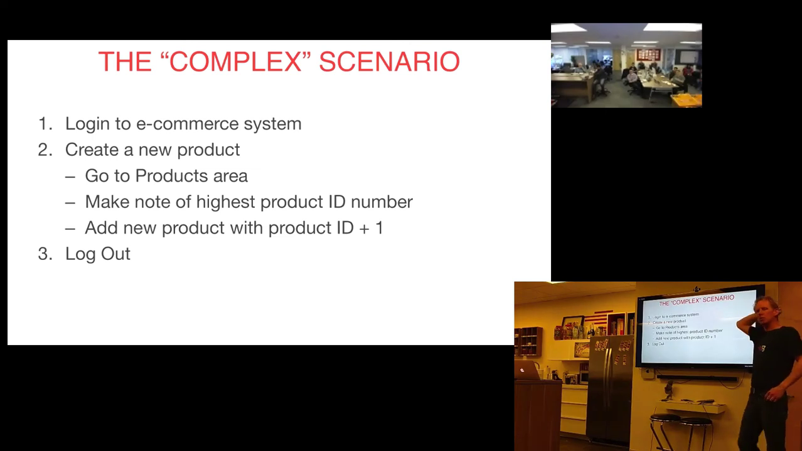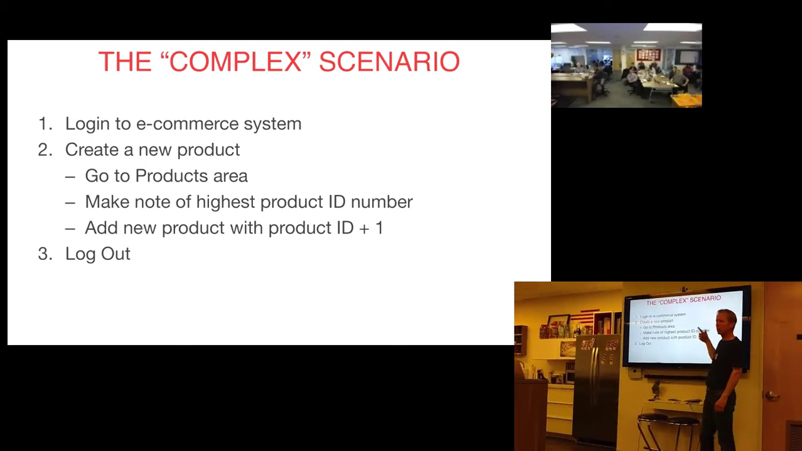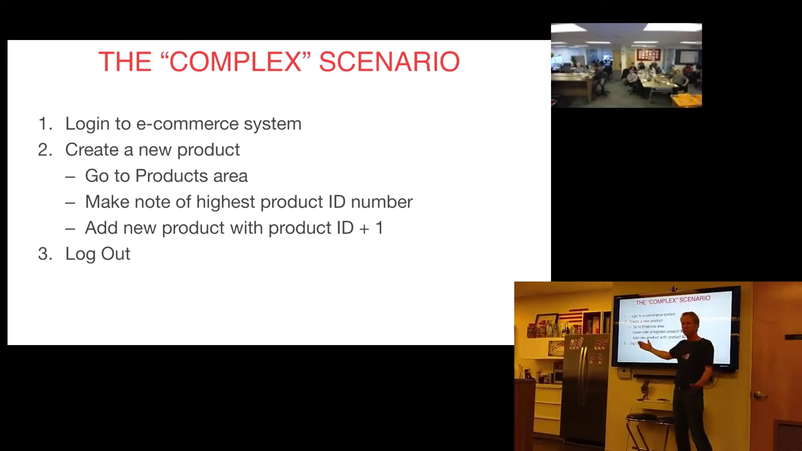So let's talk about the complex scenario we're going to do tonight, which is that we're going to log into an e-commerce system. We're going to create a new product in the catalog. To do that, we're going to go into the products area. We're going to make a note of the highest product ID number that exists already. We're going to parse that out of the page. And then we're going to add a new product by incrementing the product ID by 1. And then we're going to log out.